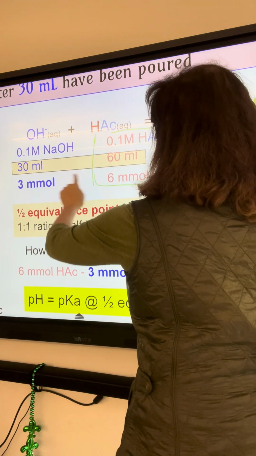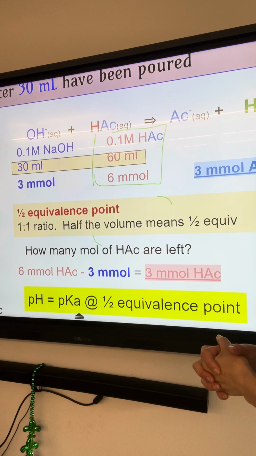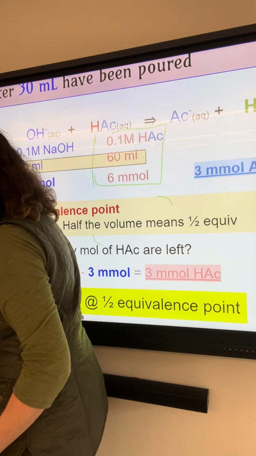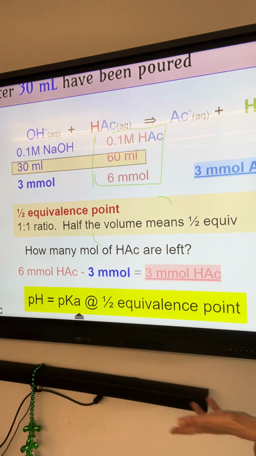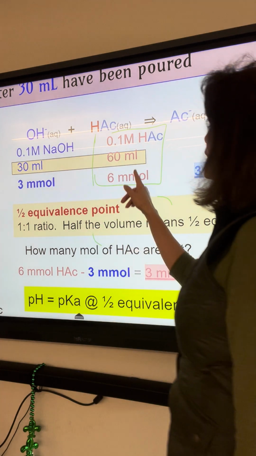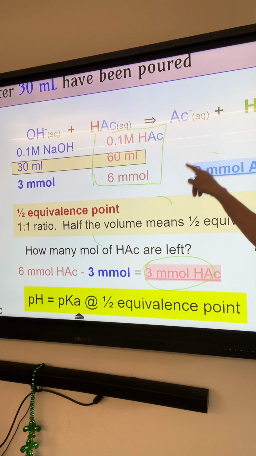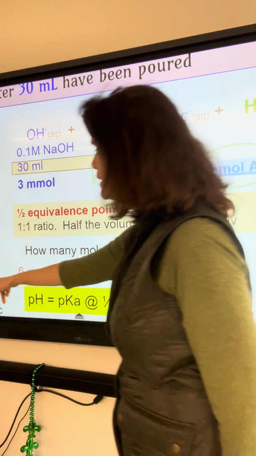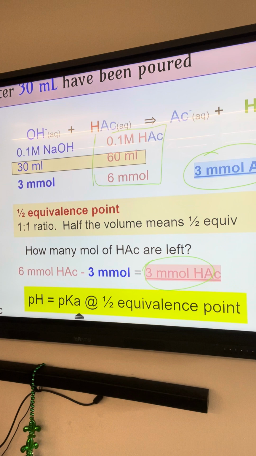We subtract them. Are we at the half equivalence point? We are at the half equivalence point because half of them were neutralized. The other half is not. So we have the exact same amount of weak acid as conjugate base, right? The exact same amount. Can you see that? Same amount of weak acid as conjugate base, right?